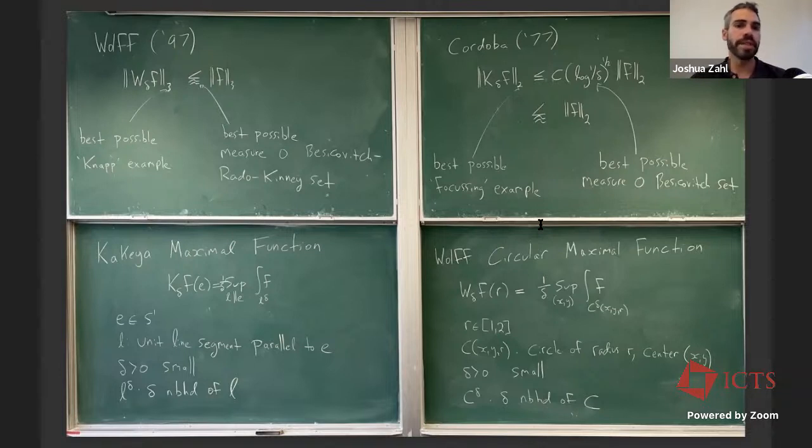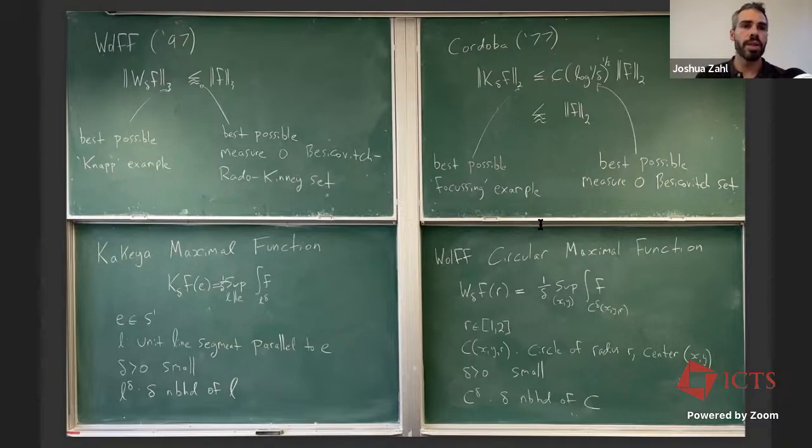And there's a similar flavor of example called a Knapp example, where f is the characteristic function of a rectangle of dimensions 1 by the square root of delta. And again, the operator norm definitely blows up as delta goes to 0, because there are analogs of Besicovitch sets. They're called Besicovitch-Rado-Kinney sets. So these are compact sets in the plane of measure 0 which contain a circle of every radius. So the situation with the Wolff circular maximal function is somewhat analogous to the Kakeya maximal function.